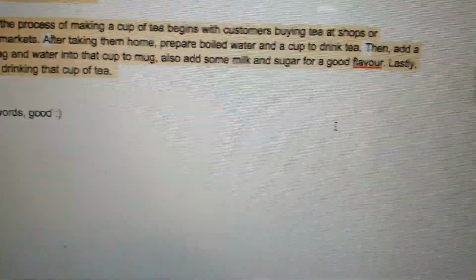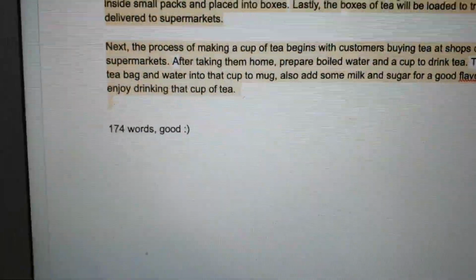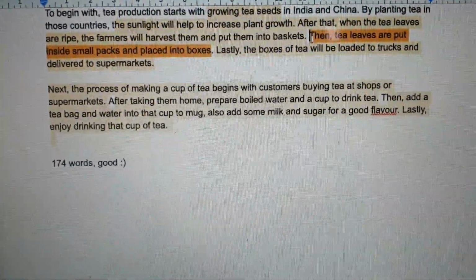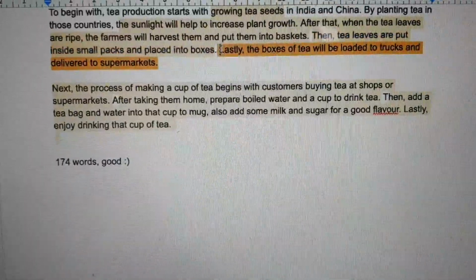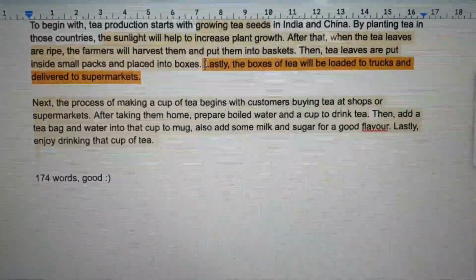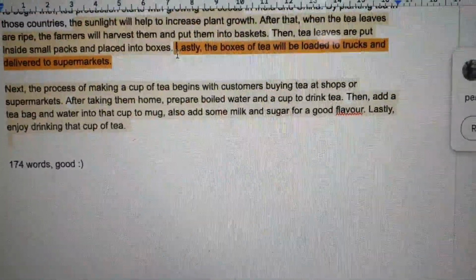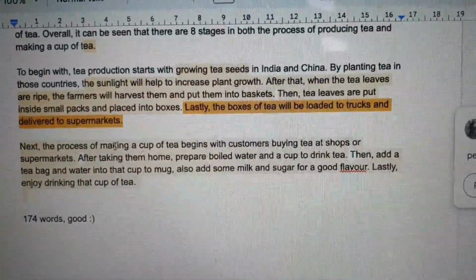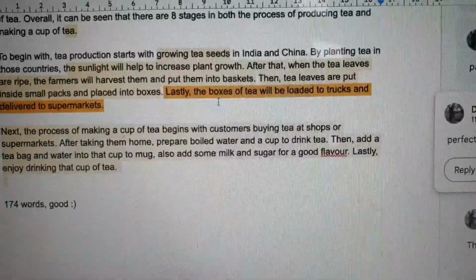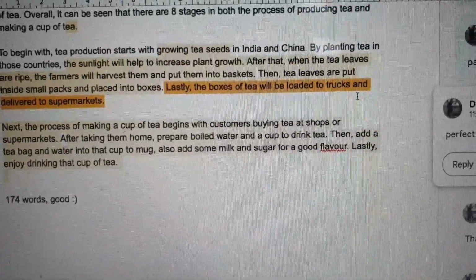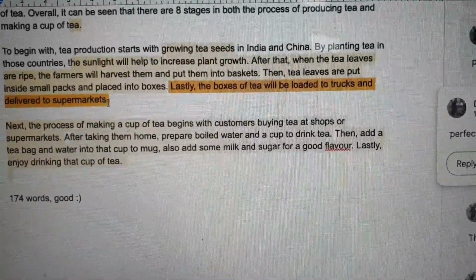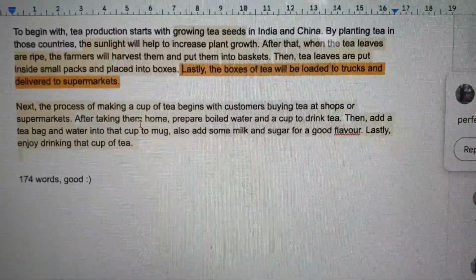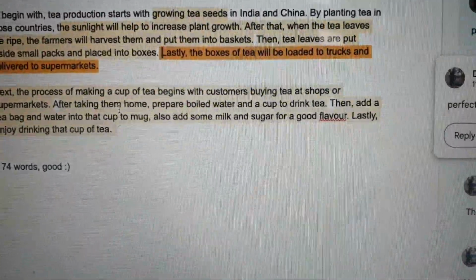Okay, and finally, well done, because my student got the next two sentences perfect. They are all passive voice, and this is what the examiner would look for. And I would like a connection between the first body paragraph and the second body paragraph. So I suggest, lastly, the boxes of tea will be loaded onto trucks and delivered to supermarkets. And that is when the process of making a cup of tea begins.